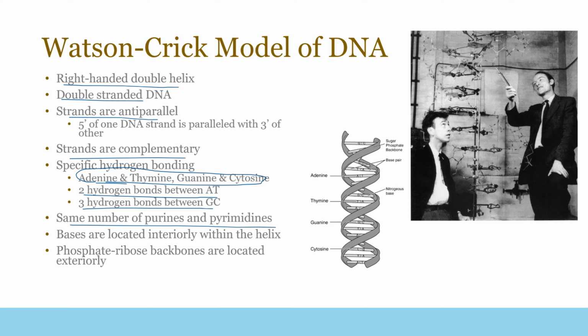In other words, thymine is a pyrimidine and it binds to adenine, which is a purine. Similarly, cytosine is a pyrimidine and it binds to guanine, which is a purine. Because every purine binds to a pyrimidine and vice versa, you will have the same number of purines and pyrimidines. This is just a feature of the complementarity of the DNA strands.